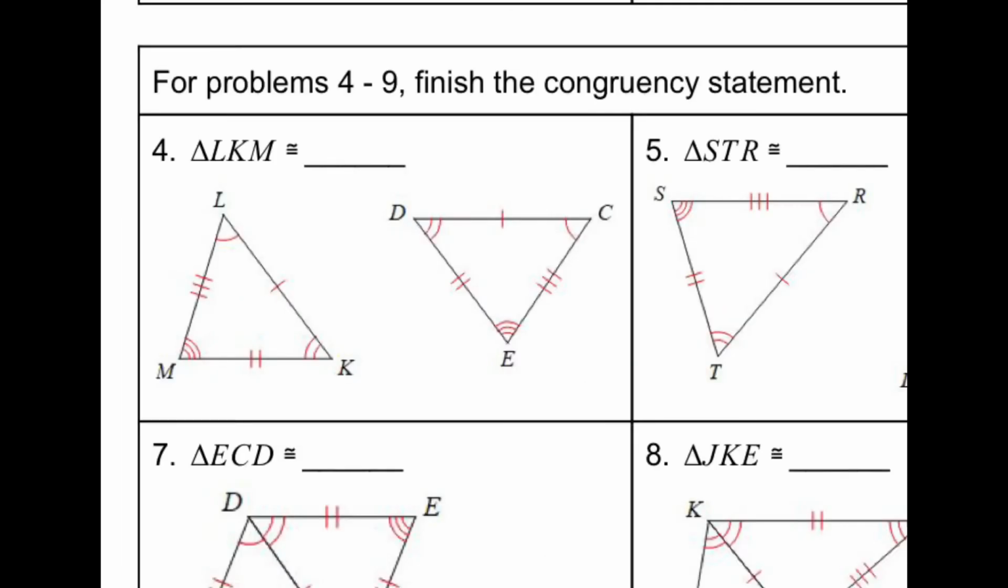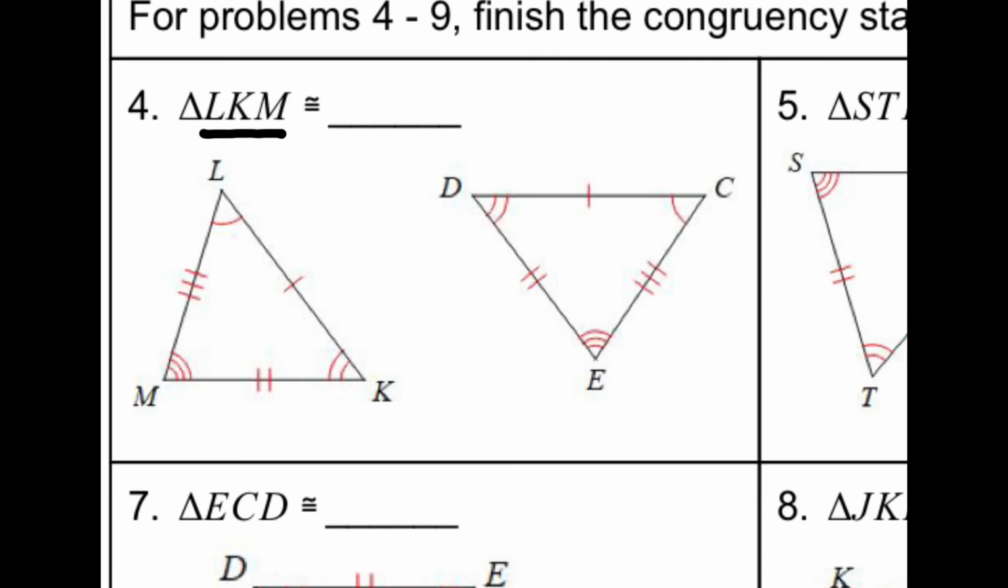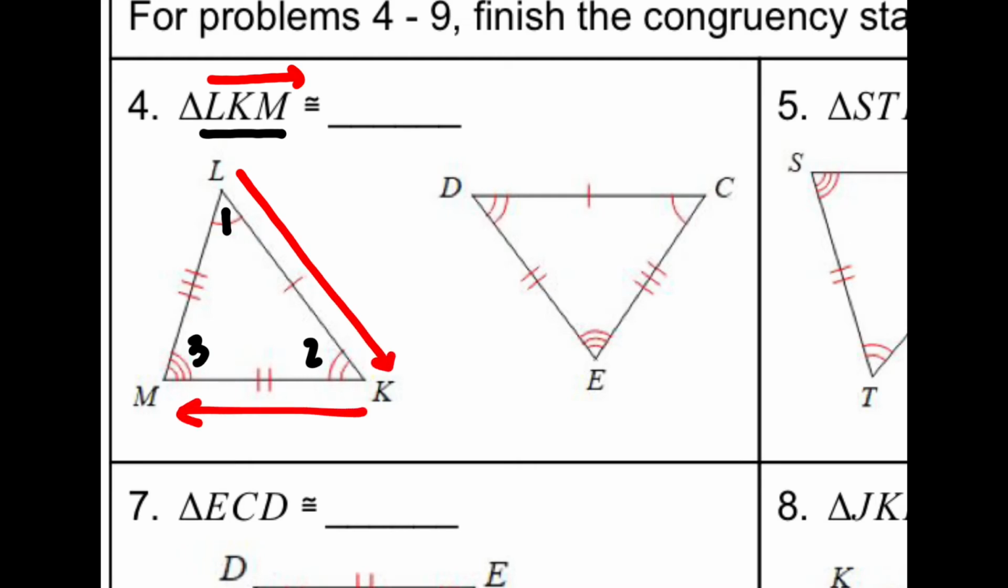Alright, so for 4 through 9, you're finishing the congruency statement. I give you the order of the first triangle. So number 4, I tell you this is going to be triangle LKM. That tells you what order you need to write the second one in. So what I do is I always list the number of markings on the angles. So there's 1 on the L, 3 on the M, and 2 on the K. And since we're going from L to K to M, I draw arrows. I'm going from L to K and then K to M, which means I started at 1, I went to 2, and then finally I ended up at 3.